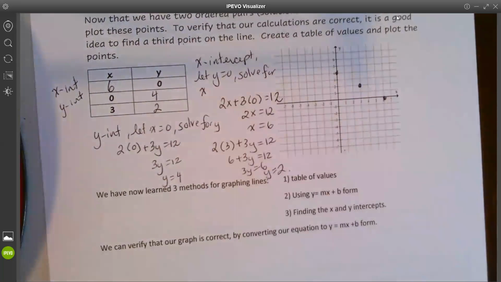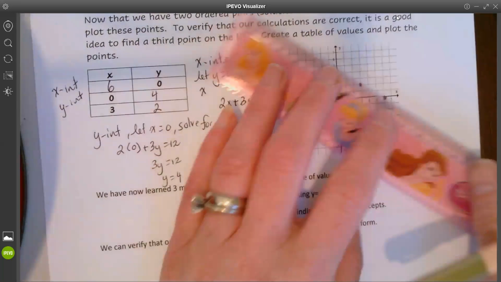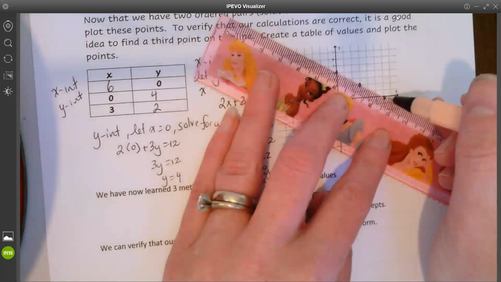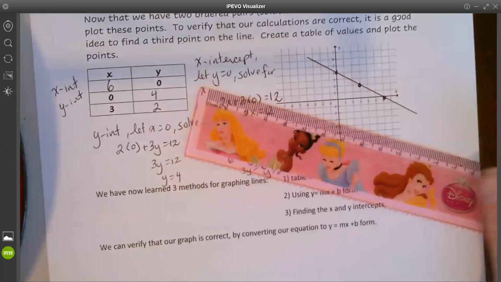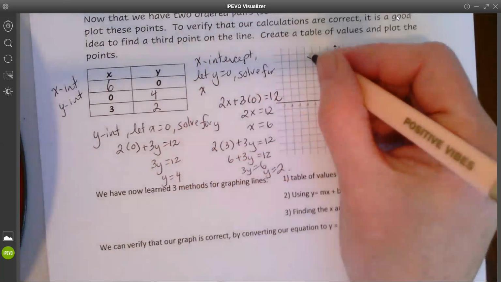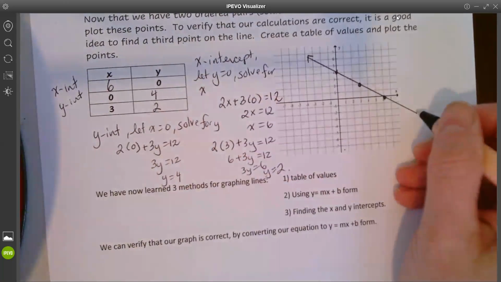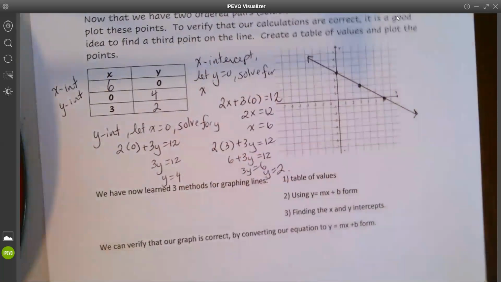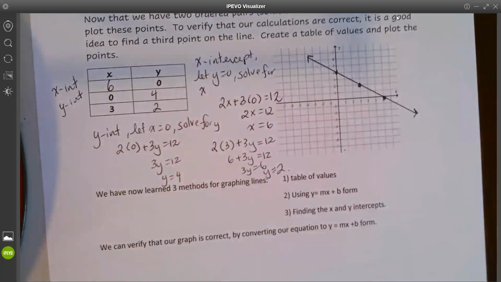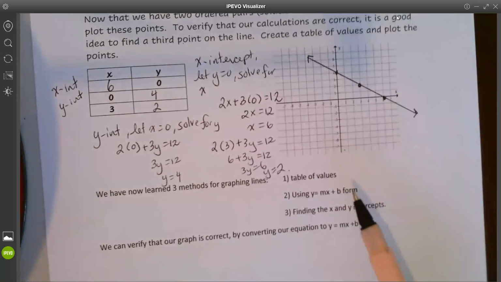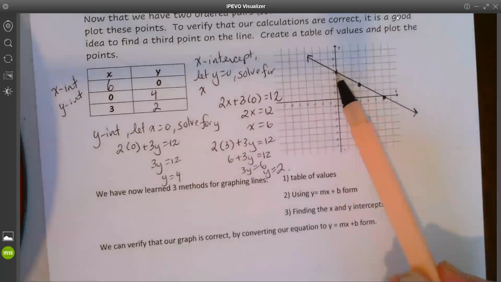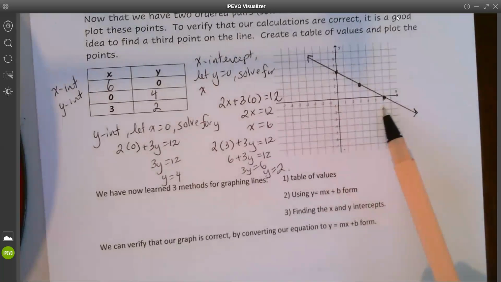This is looking good because when I get out my ruler, in fact, these 3 points do line up, which is exactly what I want to see. But if I didn't see that, then I would know that there's a mistake somewhere in my work. We add some arrows to show that this continues in each direction. So this is the graph, and we have highlighted the y-intercept and the x-intercept.